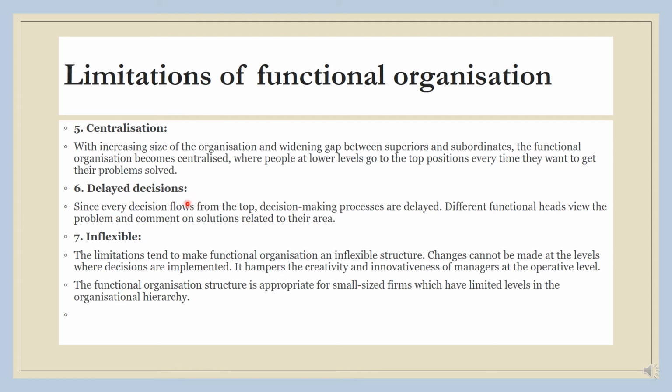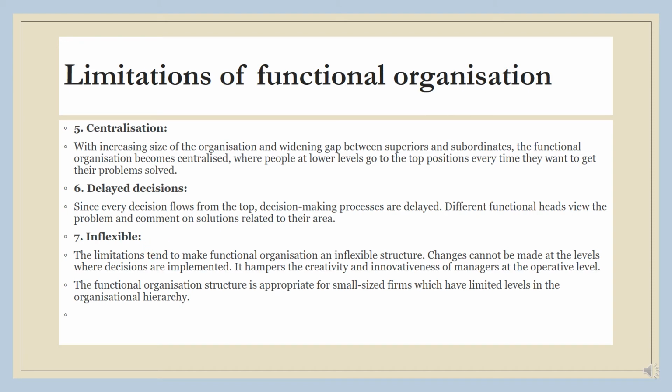Then delayed decisions. Since every decision flows from the top, decision making processes are delayed. Different functional heads view the problem and comment on solutions related to their area, and then everything is compiled and then it reaches the top management. So every time there is something, there is a protocol or a process that has to be followed, that this thing will go into five other departments. This document would be signed by the five departments, and then it would go to top management. You can well imagine how much delay it would lead to.